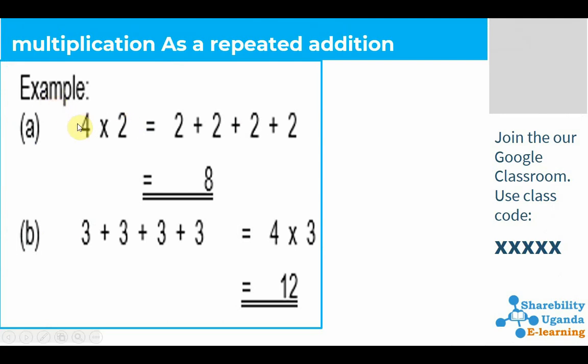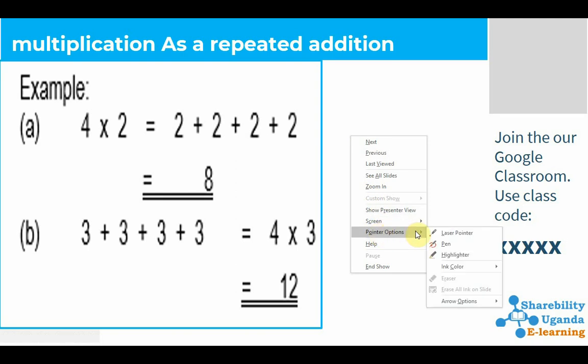So we also have an example here. We have 4 times 2. It simply means we are going to say 2 plus 2 plus 2 plus 2, and we shall get the answer. When you say 4 times 2 without using repeated addition, we also get 8.